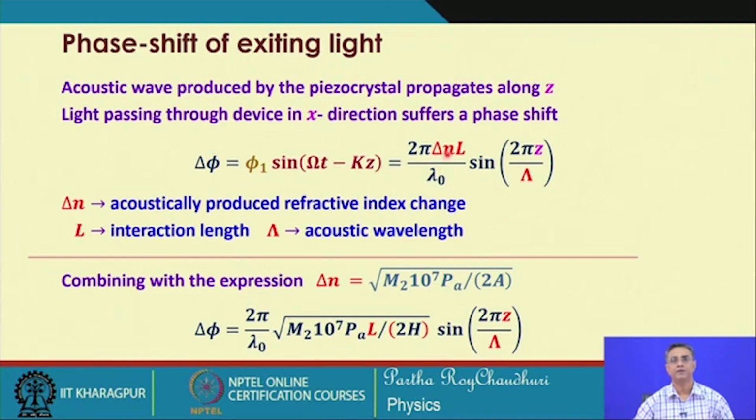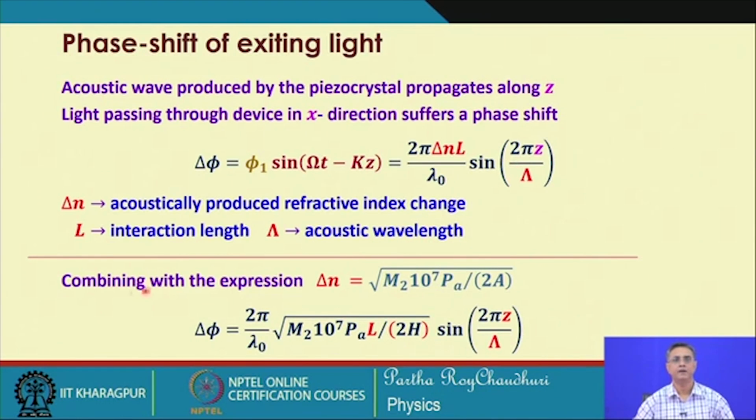So, therefore, this phi 1 is equal to 2 pi, delta n, the peak change in the refractive index, multiplied by L and divided by lambda 0, that is k0 delta n into L. This is equal to phi 1 and this sine. So, this phi 1 is the amplitude being modulated by the acoustic frequency. L is the interaction length, that is the width of the acoustic wave through which the optical beam travels, and capital lambda is the acoustic wavelength.